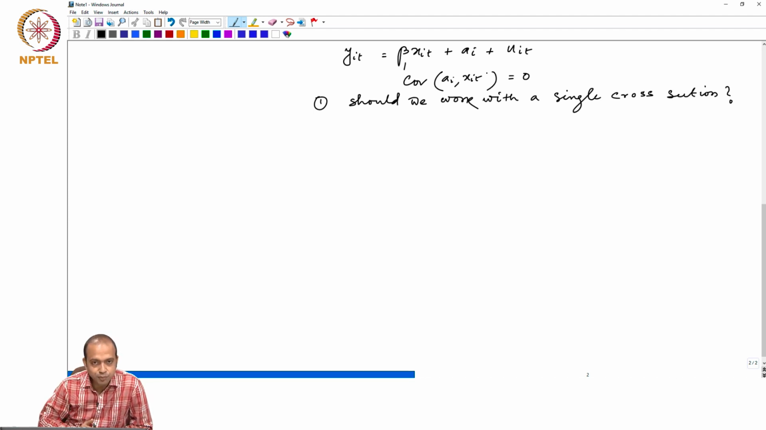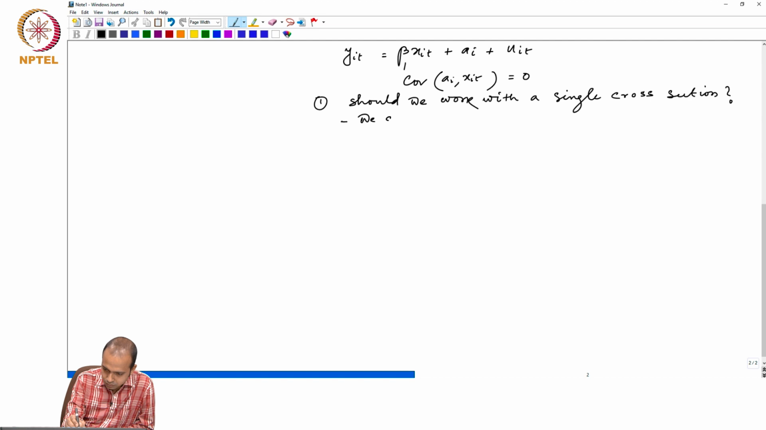So, we included AI in the model, and we have also accommodated the fact that this AI is correlated with your XIT. Now, if they are not correlated, then there is no need for panel data. We can work with a single cross section. But if we do, what will happen? The other advantage of using panel data we cannot enjoy. And what is the other advantage? The other advantage is capturing multiple distributions for the dependent and independent variables. When you work with a cross section, you capture only a single cross section for both YIT and XIT.